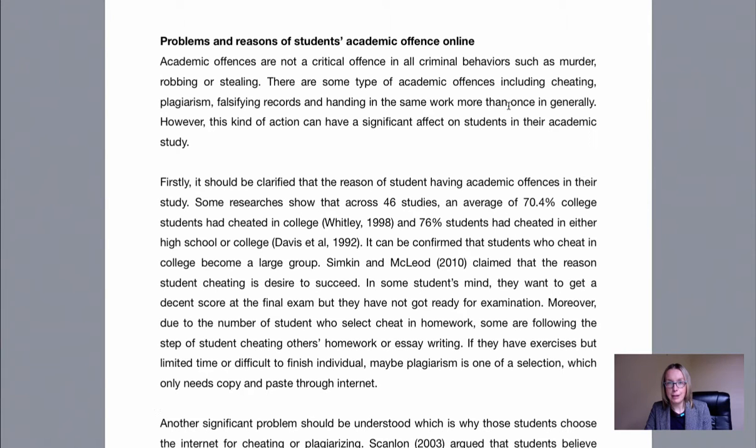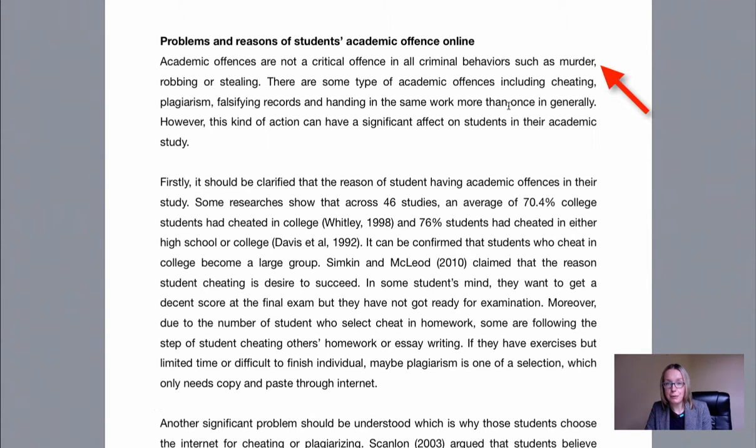Let's look at the problem section and analyze the paragraphs one by one. As mentioned earlier in the introduction video, a definition of academic offences would be useful and appropriate in the introduction at the beginning of the essay, perhaps with references to academic integrity.